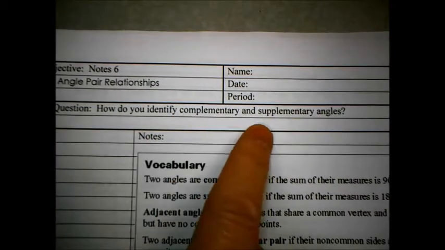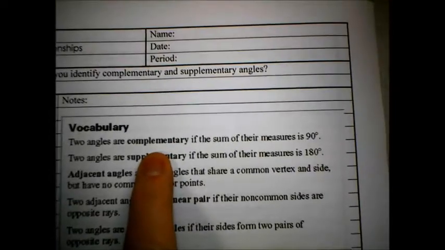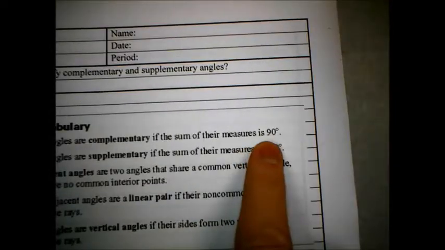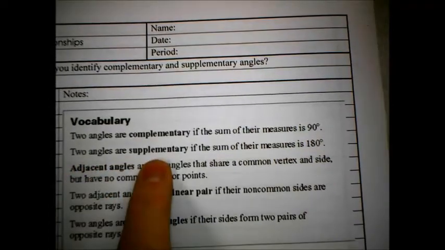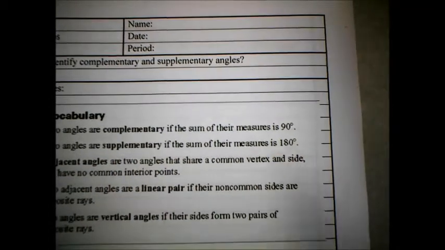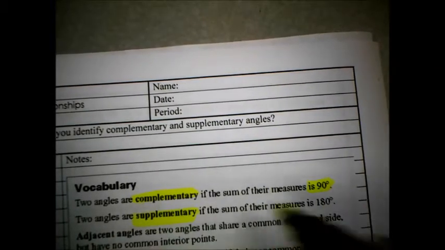So hope you remember that complementary means two angles that sum to 90, and two angles supplementary have to add to 180. So hopefully you remember that from elementary. A new word here is adjacent.